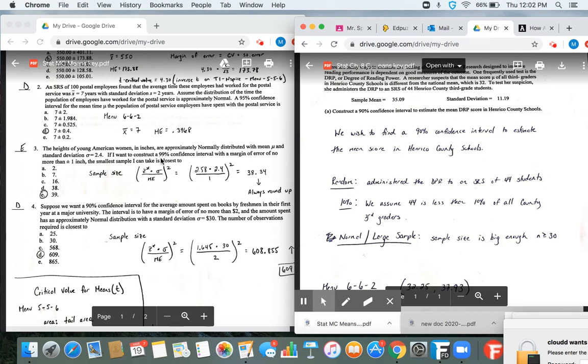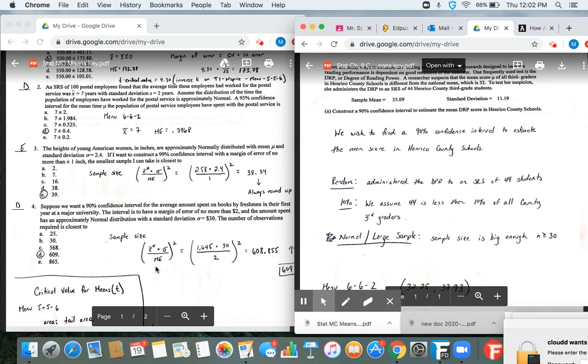Remember, the Z critical value for 99% confidence is 2.58. The standard deviation is given, as is the margin of error. Don't forget to square it. That's something that students sometimes forget. Whatever you get as the outcome of your answer here, make sure you always round up. All right, in this case, you would need 39.